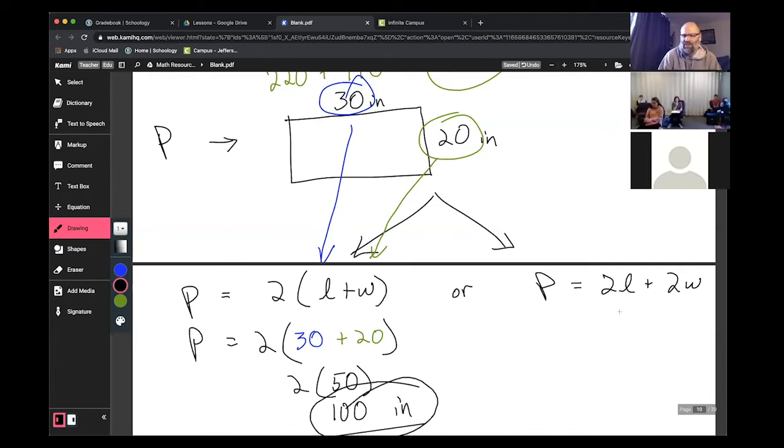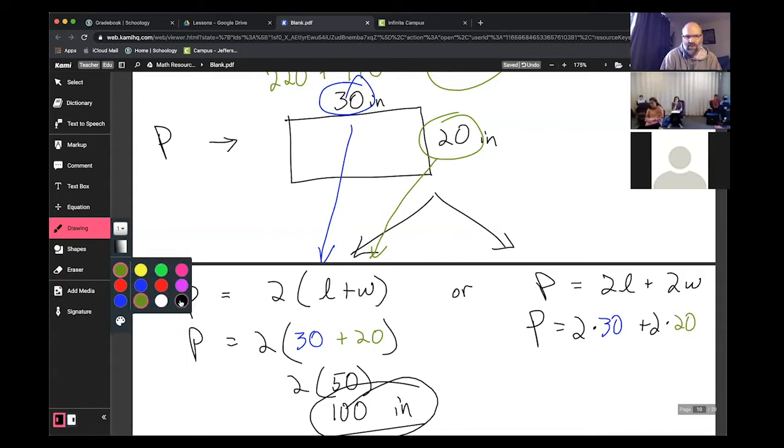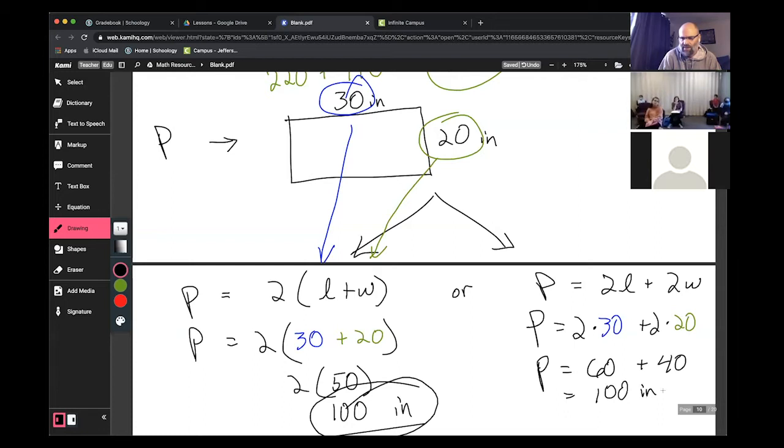All right, let's see if we get the same answer over here. Let's plug in the 30 and the 20 there, and I'll get P equals 2 times 30 plus 2 times 20. Let's see what happens. I'll get P equals 60 plus 2 times 20 is 40. What's 60 plus 40? Hey, it's the same answer. Okay, that's not too bad, right?